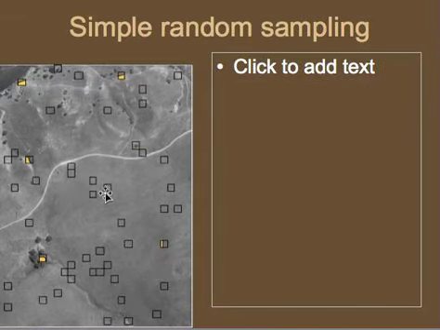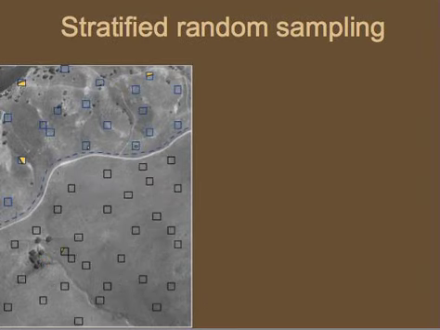The other strategy we talked about was simple random sampling, where the units are chosen completely randomly. The problem here, obviously, is that you have clusters. You can see a cluster down here. You don't have an even spread of units. That's one major problem. So in order to deal with that, some archaeologists do a stratified random sampling.